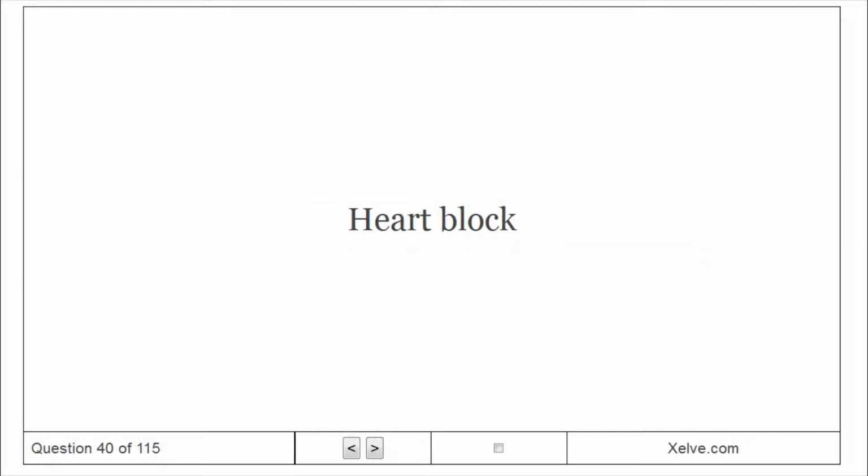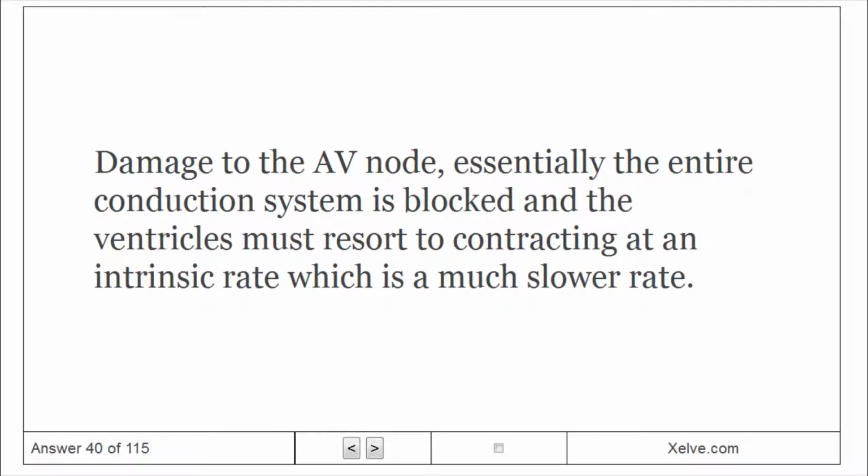Heart block. Damage to the AV node. Essentially the entire conduction system is blocked and the ventricles must resort to contracting at an intrinsic rate, which is a much slower rate.